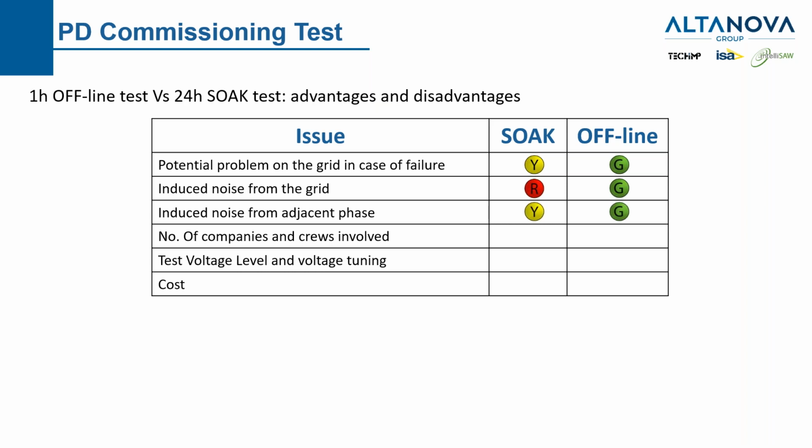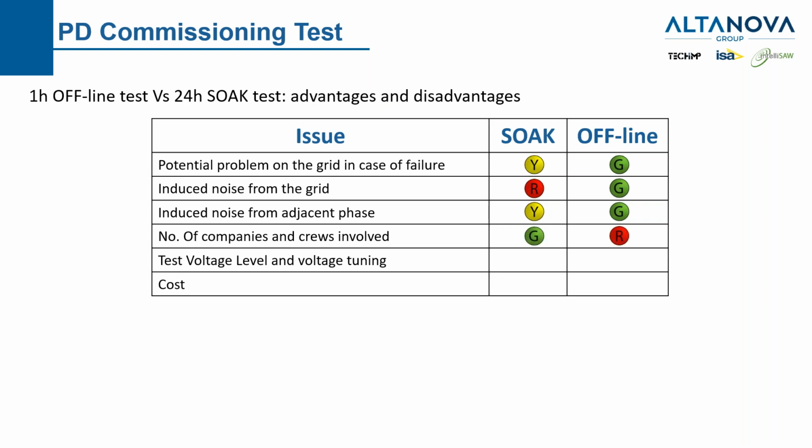Another thing that can be interesting is that on the soak test, we are performing the test on the 3 phases together. That can be nice for time saving, but it's not so nice if we have some doubts on the source of the PD. This can also be a problem. Maybe we are making a mistake. There is an external PD on one phase, and we detect the crosstalk on the other phase. I mean, you need an expert eye in this case.